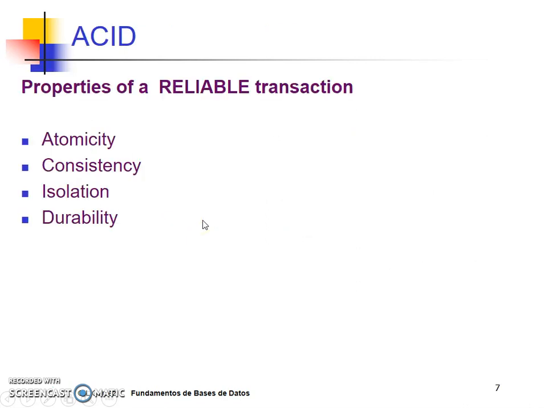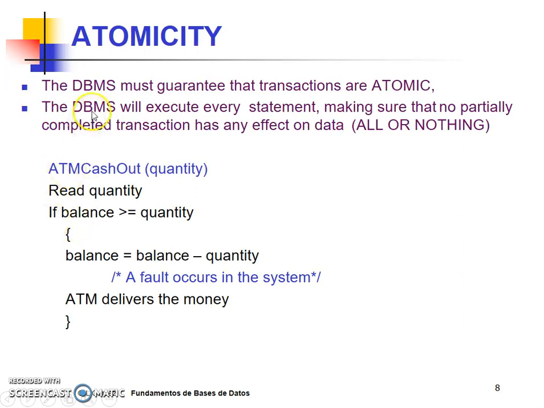When you have transactions, we have some properties of a reliable transaction. We call them the ACID properties. ACID is not because we're going to pour some acid into your program, but these are the initials of some properties. The properties are atomicity, consistency, isolation, and durability. Atomicity. Atomicity means that we must guarantee that all transactions are atomic. That means that we are going to execute every statement of the program, making sure that partially completed transactions have no effect on data. So we're going to execute the whole program or nothing.